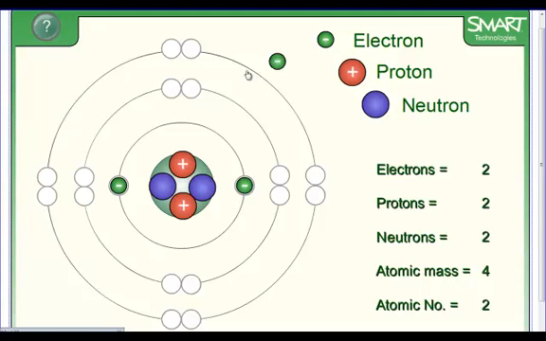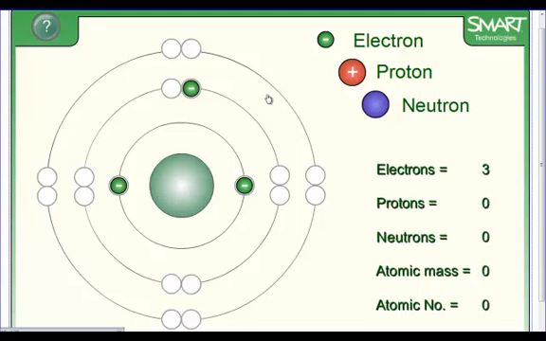But if I go ahead and add an electron to the next level up, you notice that my charge has changed to -1. That's because I have one more negative than positive. Let's go ahead and reset this, and we're going to make a different atom.